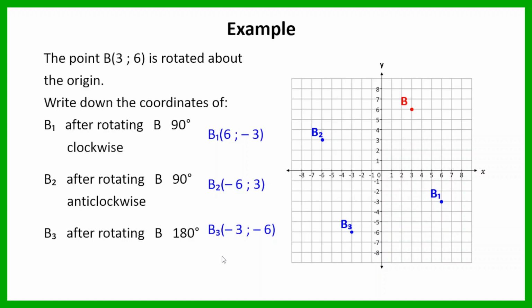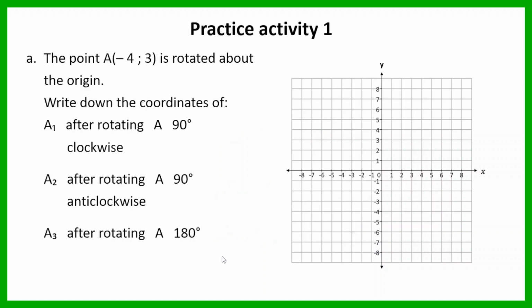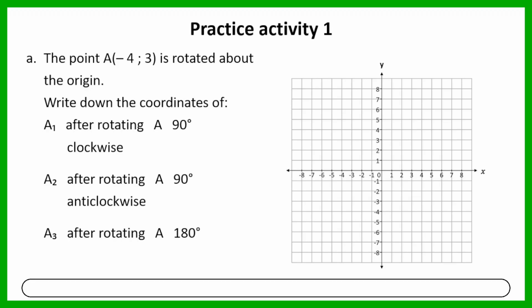Okay, so now you're going to do one for yourself. So in this activity, you've got the point A, which has the coordinates -4, 3, and it is being rotated about the origin. You need to write down the coordinates of A1 after rotating A 90 degrees clockwise, the coordinates of A2 after rotating A 90 degrees anti-clockwise, and you need to write down the coordinates of A3 after rotating A 180 degrees. Okay, so I'm going to give you 2 minutes to work on this activity.